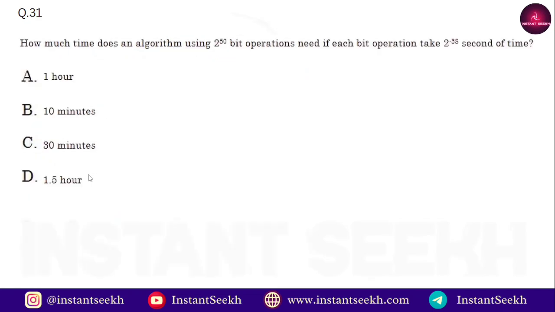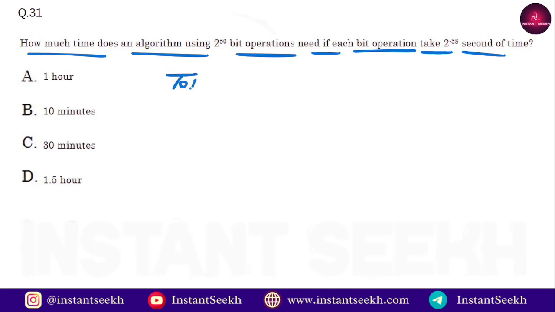Question number 31. How much time does an algorithm using 2 raised to 50 bit operations need if each bit operation takes 2 raised to minus 38 seconds? To determine how much time an algorithm using 2 raised to 50 bit operations needs if each takes 2 raised to minus 38 seconds, we can follow the steps. The total time will be equal to the number of bit operations. How many bit operations are there?